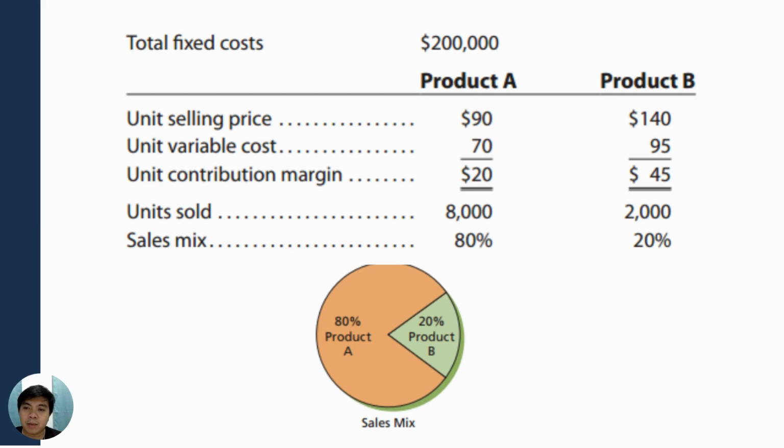The sales mix for products A and B is expressed as a percentage of total units sold. So how do we compute the sales mix for products A and B? We just add the units sold for A, which is 8,000, plus 2,000 for product B. That would result in 10,000. Therefore, the sales mix for product A is 80% and 20% for product B.